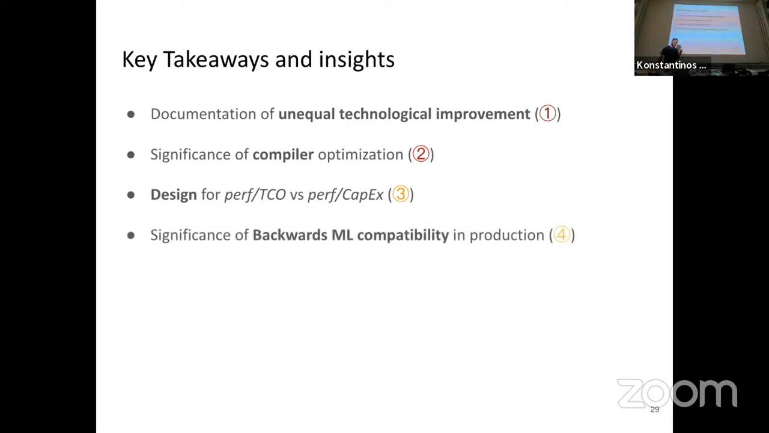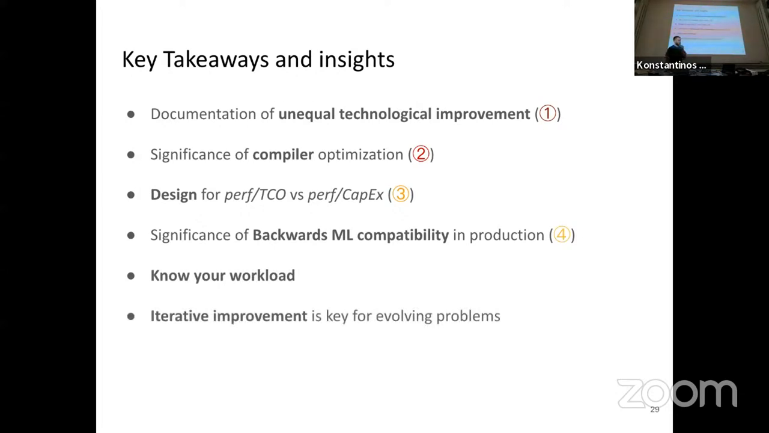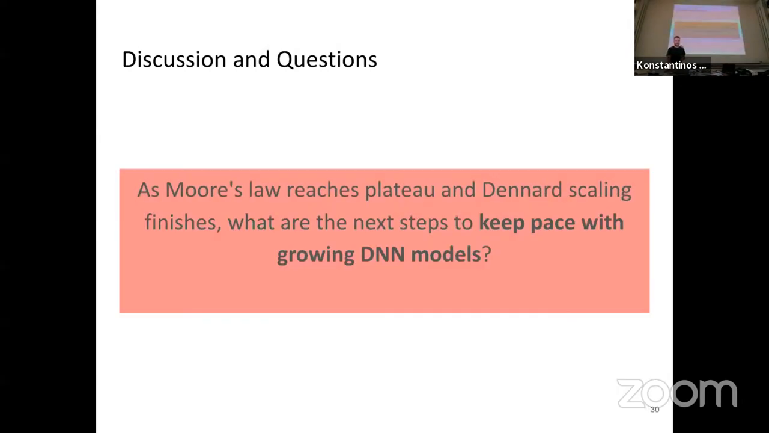And also the strong emphasis on backwards compatibility in production is something that is worth considering when designing new architectures. Knowing your workload, yes, always know your workload so that you know what you're actually optimizing. And the strength of iteratively improving and being able to test your ideas is something that I think is key in order to produce good designs.